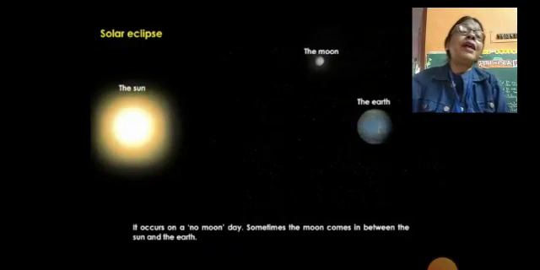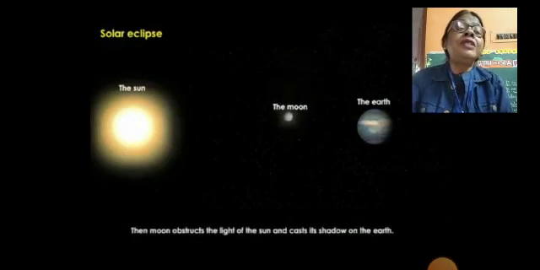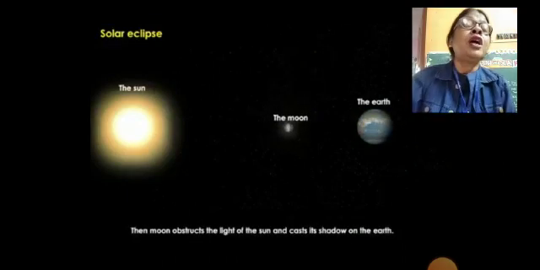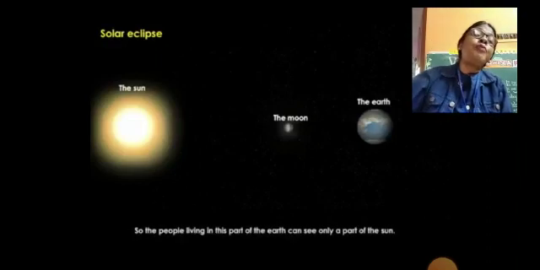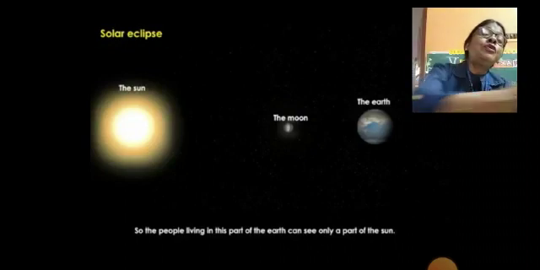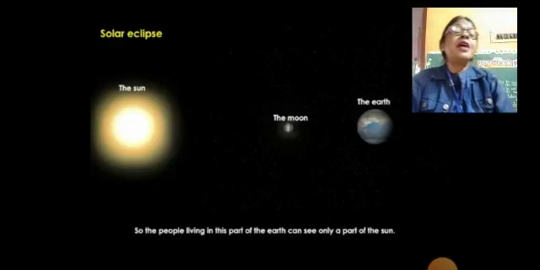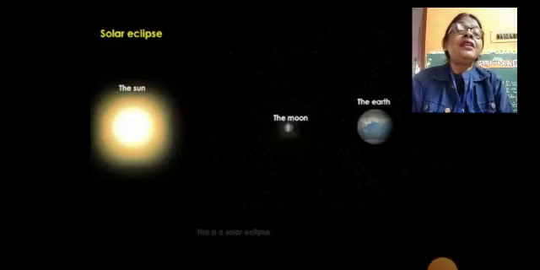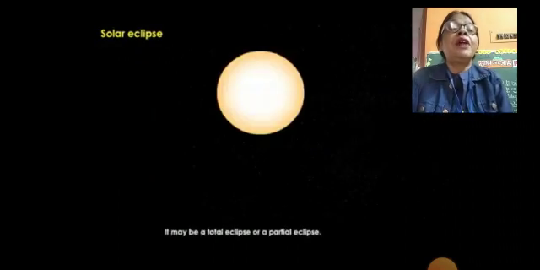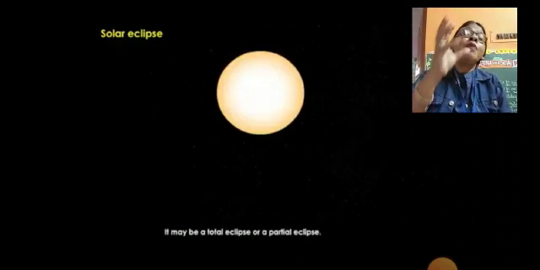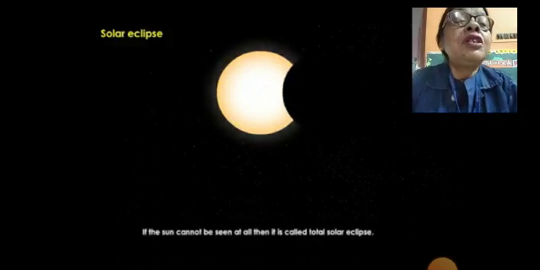Sometimes what happens is that the moon rotates around the earth and comes in between the sun and the earth. At that time the moon is the opaque object, and the sun's light is blocked and cannot pass through the moon. At that time the moon's shadow falls on the earth, and we cannot see the sun properly. That is called a solar eclipse. So the moon is blocking the light of the sun. That is called a solar eclipse.